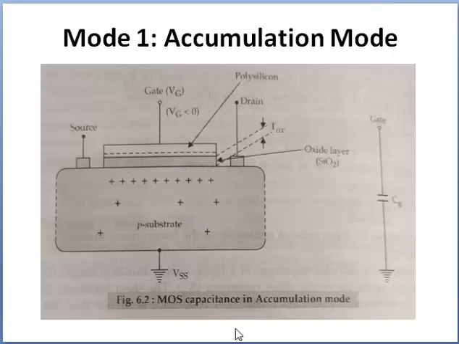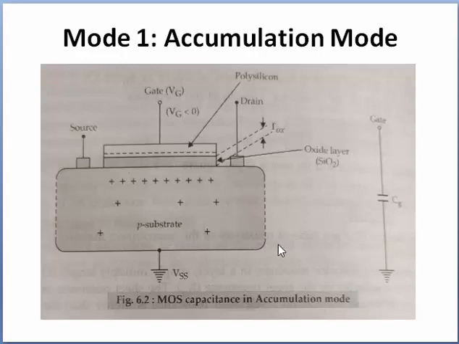So this figure shows the MOS capacitance in accumulation mode. As shown in the figure, in the accumulation region mode, when the gate voltage VG is less than 0, then an accumulation layer is formed. So VG less than 0 means an accumulation layer is formed for NMOS, and for PMOS VG is greater than 0, that is for N substrate. There is a P substrate, so this is NMOS.